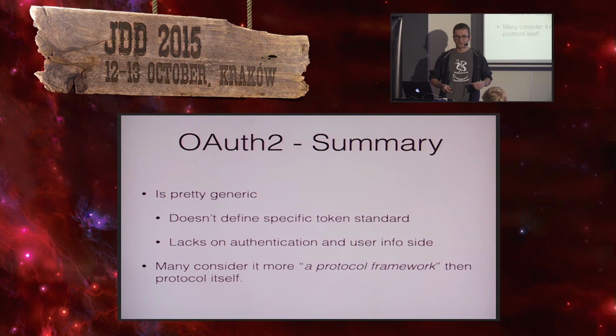So to summarize, OAuth2 is a pretty generic standard. It doesn't define a lot of things. It doesn't define the specific token standard. So you could actually use OAuth2 with a SAML2 token. There is an RFC for that. It lacks a lot on the authentication side and on the user info side. And therefore, many people consider OAuth2 not really a protocol. They consider it a protocol framework because there are so many things undefined there.